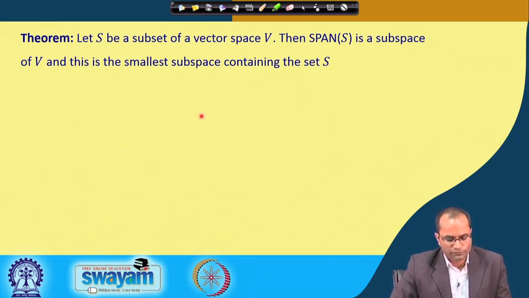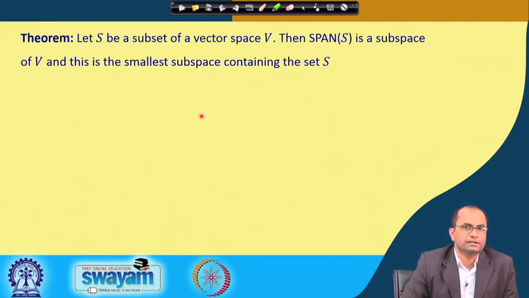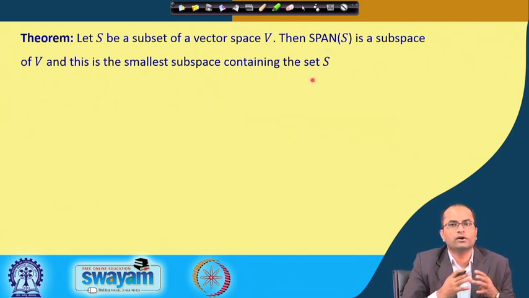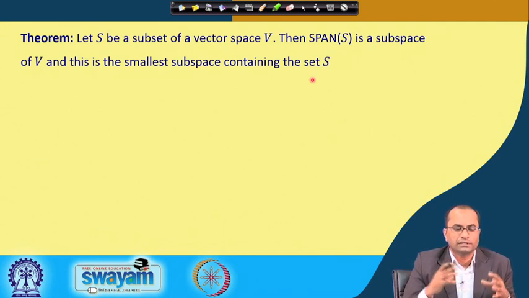We will not go through the formal proof, but we will see at least some intuition of how this is happening. So, if S is a subset of a vector space V, then this is span S. So, what is span S? All the linear combinations of the vectors, that is the span S. It is a subspace of V, and what is the nice property this span S has?